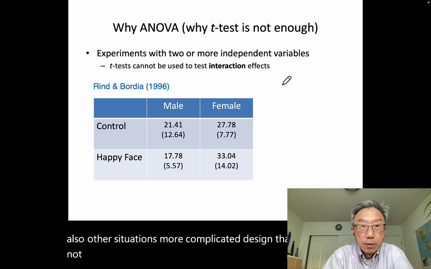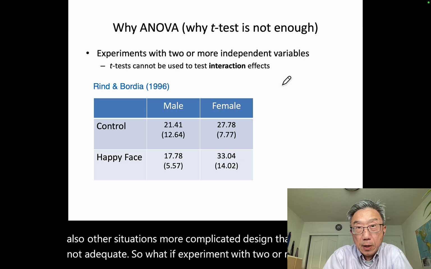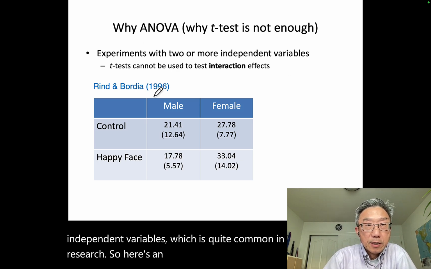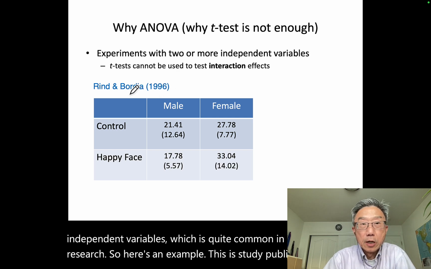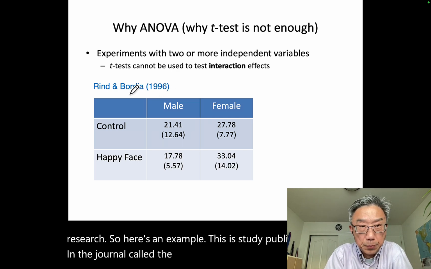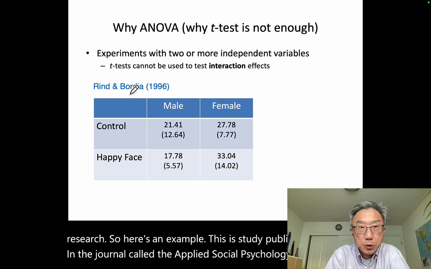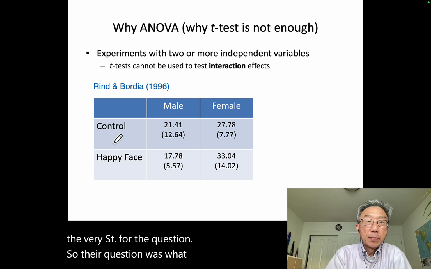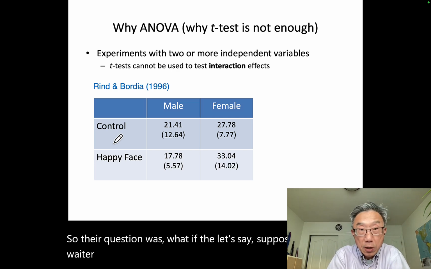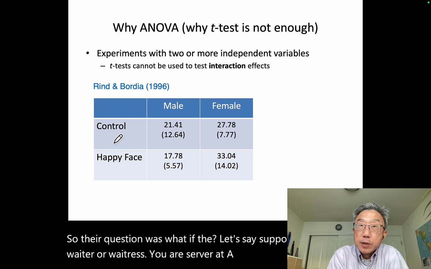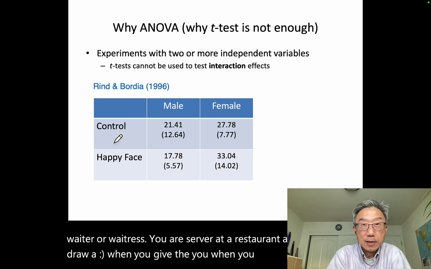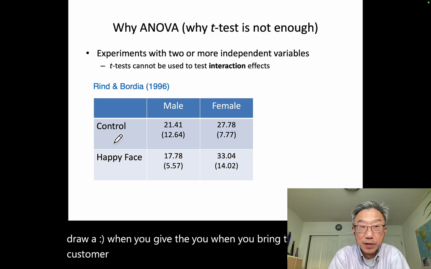So that's one scenario, and there are also other situations, more complicated designs, in which a t-test is just not adequate. So what about an experiment with 2 or more independent variables, which is quite common in psychological research? Here's an example. This is a study published in 1996 in a journal called Applied Social Psychology. And they asked a very straightforward question. Suppose you are a waiter or waitress, a server at a restaurant, and you decide to draw a smiley face when you bring the check to the customer. So you draw a smiley face, right?